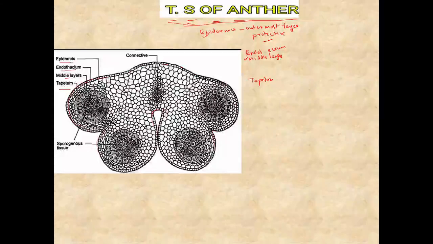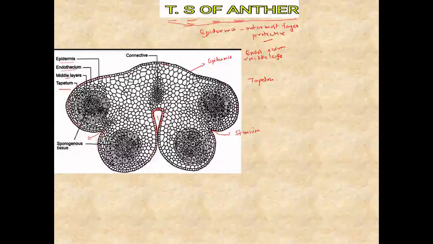You can see in the center how it is curved. This region you find here is known as stomium. Clear? This region is known as stomium. So it is a single layer of cells, the outermost layer forming the epidermis, which is highly protective.